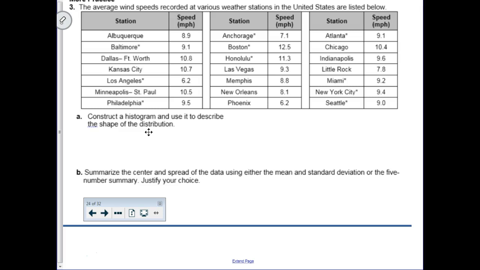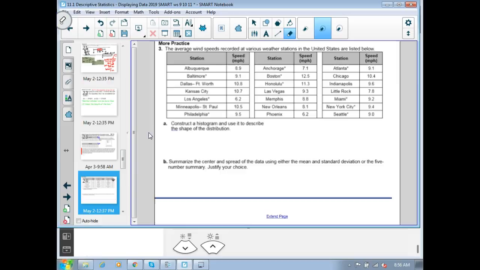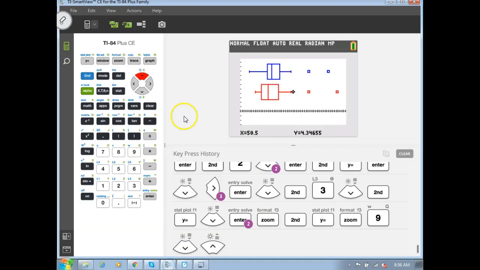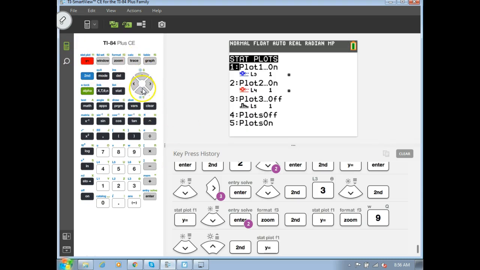Histograms by hand are a pain in the tushy. So we're going on the calculator. I've got all sorts of weirdness happening with my plots right now. I need to turn off plots 1 and 2. Remind me about that in a minute. And plot 3 I need to turn on. Oh, I already have it set up.